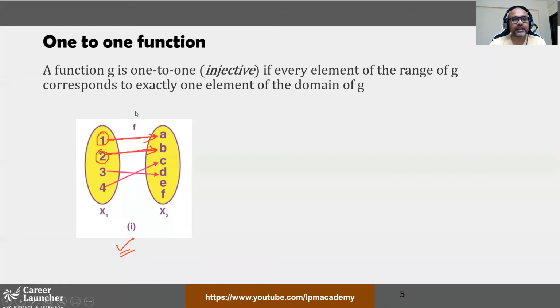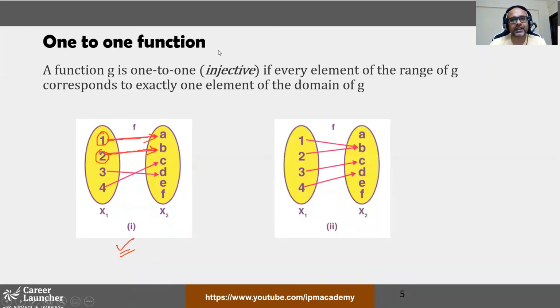I'll show you a counterexample for you to understand this better. This is not called a one-to-one. Why? Because the output here has two inputs, and that is not allowed. So one-to-one basically means one element here, one element there. It's as simple as that. Very simply, think of it like this: one element in the input maps to only one element in the output, nothing else.